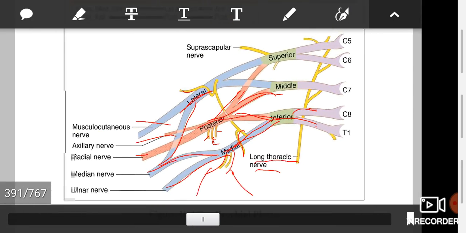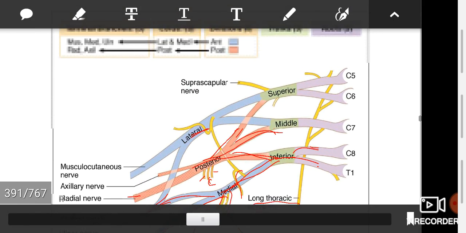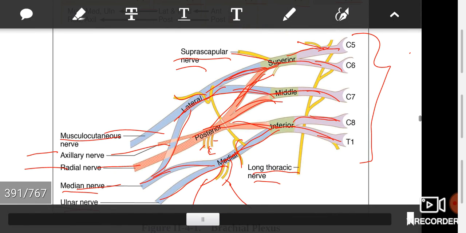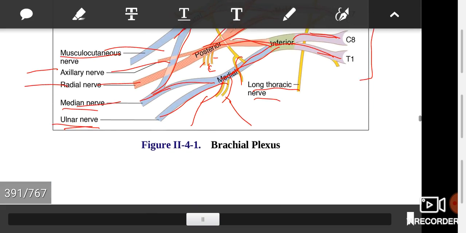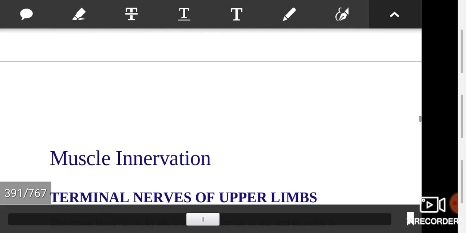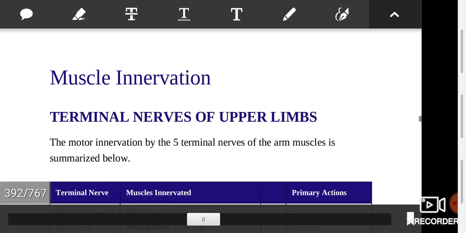These were some collateral nerves with the terminal nerves. In another video we will discuss every nerve separately and muscle innervation, that is, which nerve innervates which muscle.